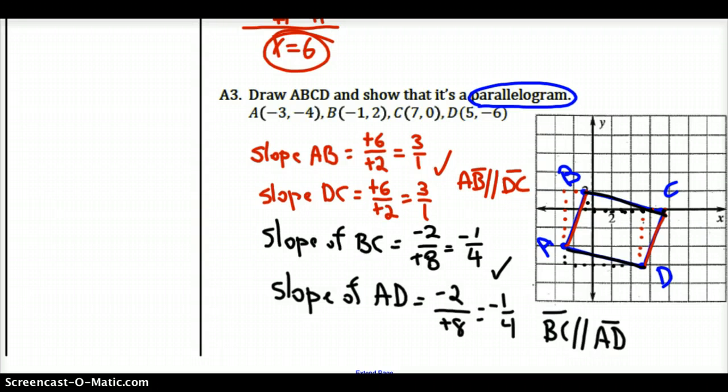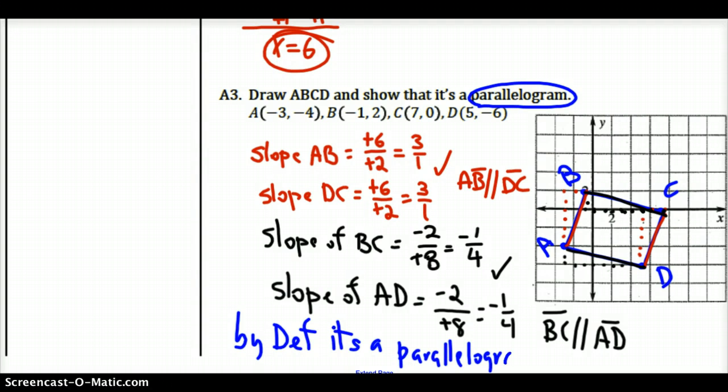And because of the two sets of parallels, that's really not a theorem, that's our definition. So kind of jumping back here, by definition, it's a parallelogram. And that concludes the formal notes for 8.3.